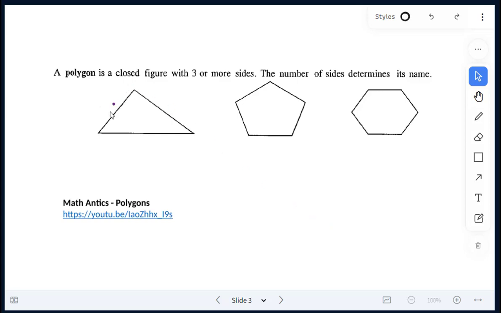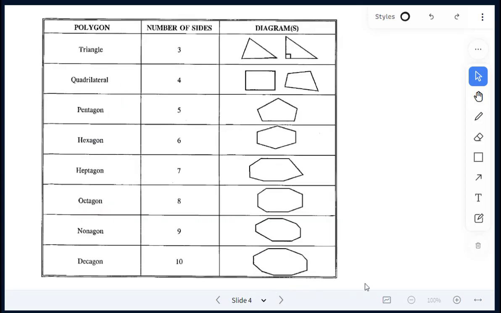All right, so it has to be a closed figure made up of sides and vertices. So here are just some examples of polygons, their number of sides, and some diagrams of what they look like. Make sure you do know these prefixes here, like quad, meaning 4, penta is 5, hexa is 6, hepta 7, octa is 8, nona 9, and then deca is 10-sided.